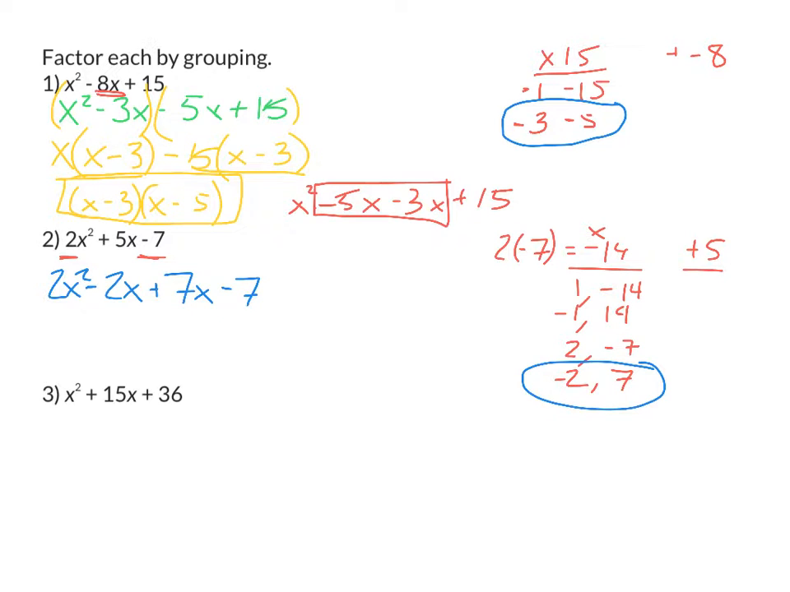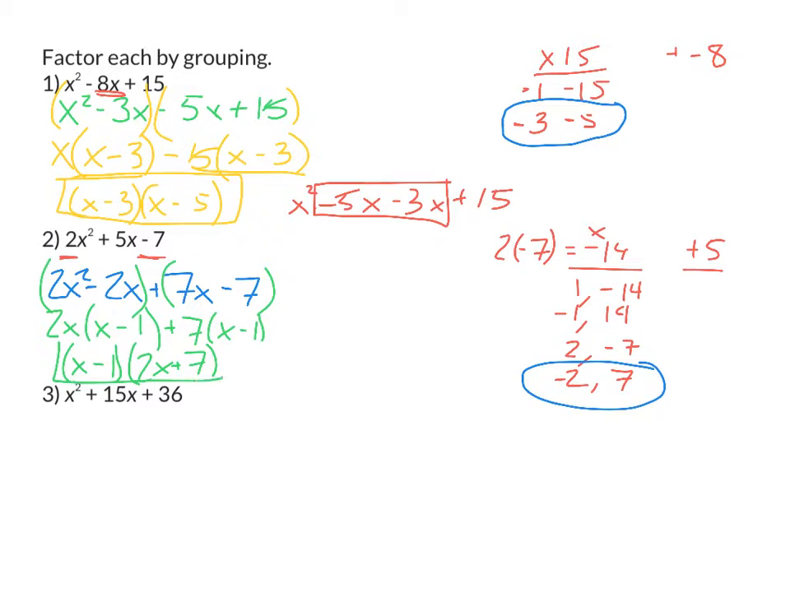And then let's go ahead and do our grouping. So group these and these. From the first, I can take out a 2x, and that's x minus 1 left, plus from the second, I can take out a 7, and x minus 1 left. And so x minus 1 is in common, leaving me with 2x plus 7. And so that's the factored form for number 2.